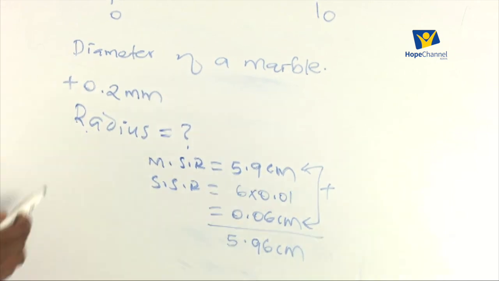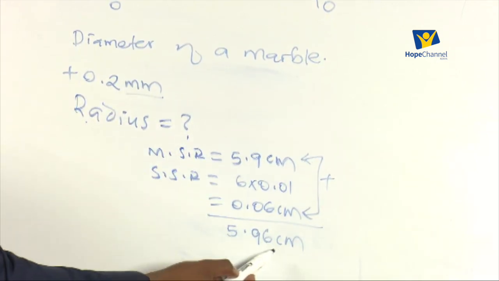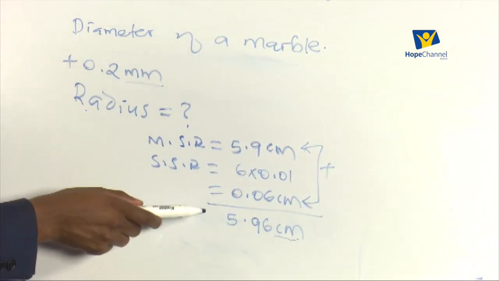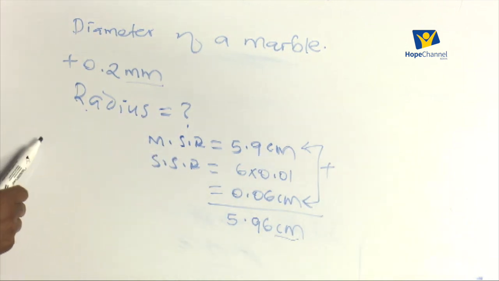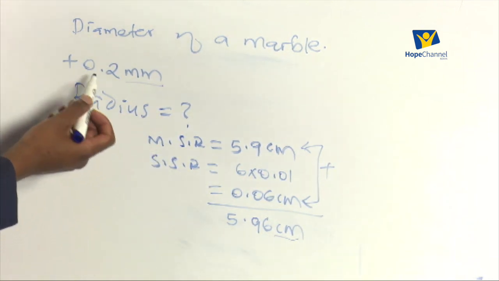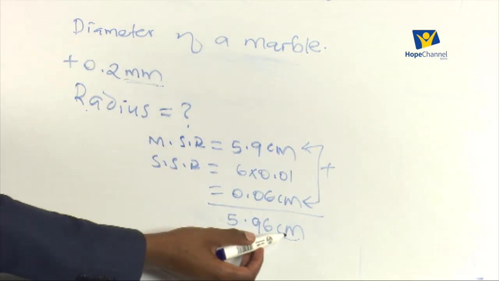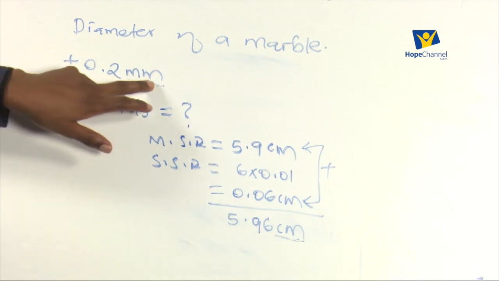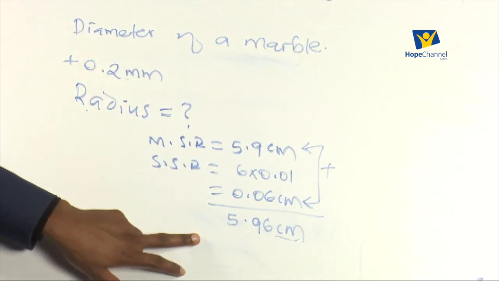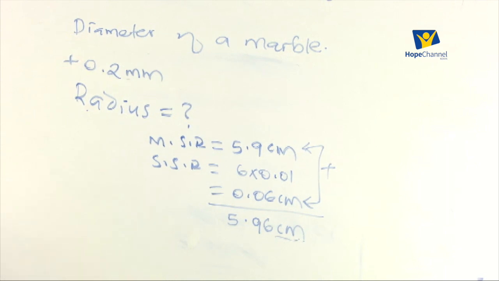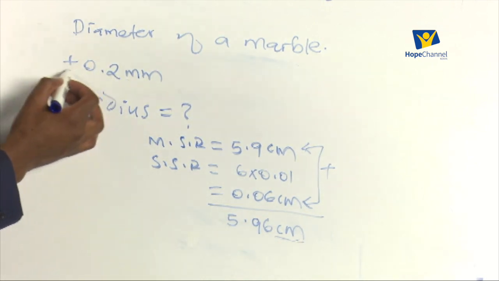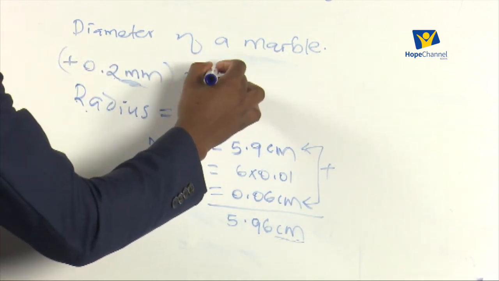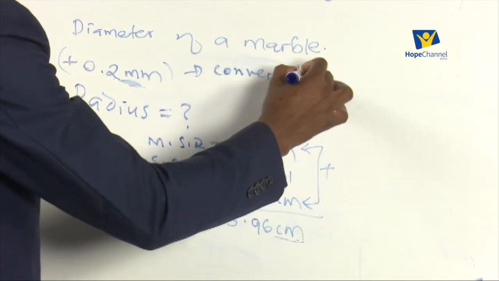Now look, the error is given in millimeters. What we have read is in centimeters. That means we cannot just subtract the 0.2 from 5.96. Of course, we know that the positive errors are subtracted. Yes, it is correct. But now this error is in millimeters. The answer we have obtained is in centimeters. So what do we do? We first change these millimeters to centimeters before we subtract. As a student of physics or as a scientist, you need to know that if the measurements are not of the same units, you first make the units the same, convert the units before you do the subtraction.